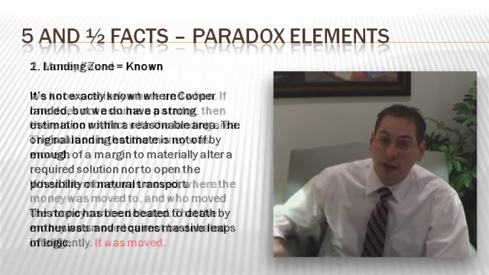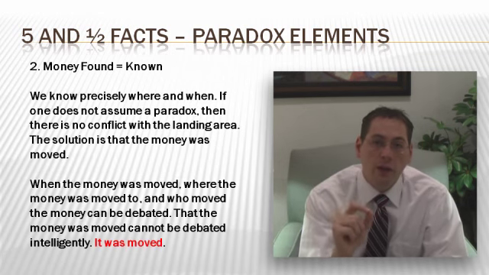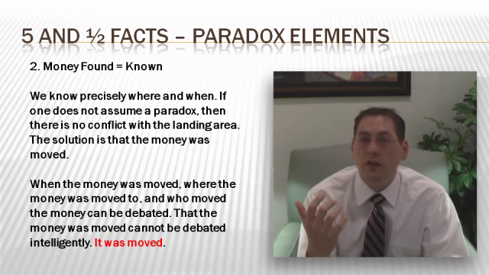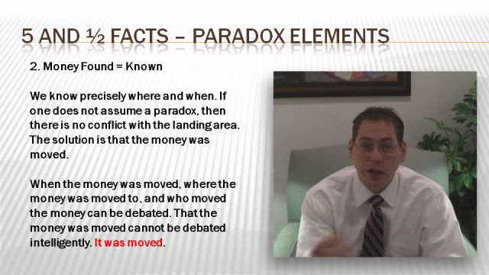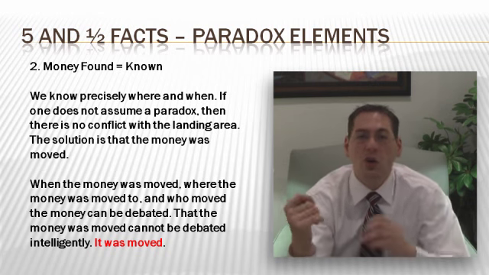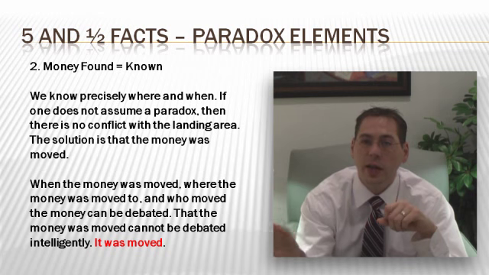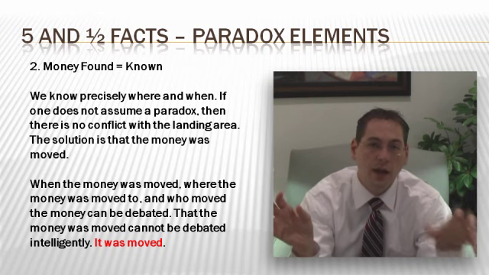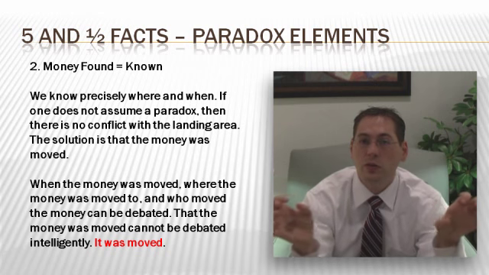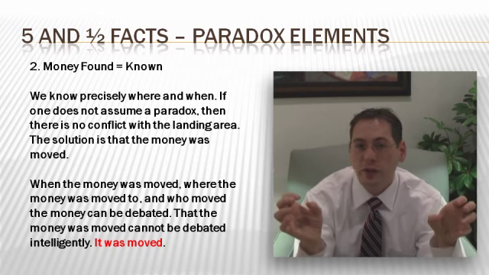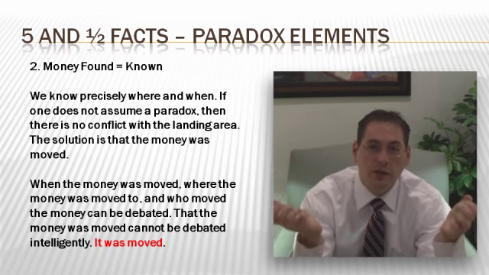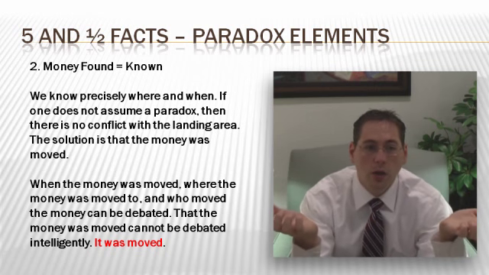Number 2, money found. We know where it was found, we know when it was found. We know what condition it was found in. We know all these things. It gives lots of information, actually. If you do not presume that there's a paradox, there's no conflict between where he landed and where the money was found. If you actually want to start assuming that these two variables conflict with each other, and why would you do that? Because really you're trying to support a hypothesis that is unsupportable.